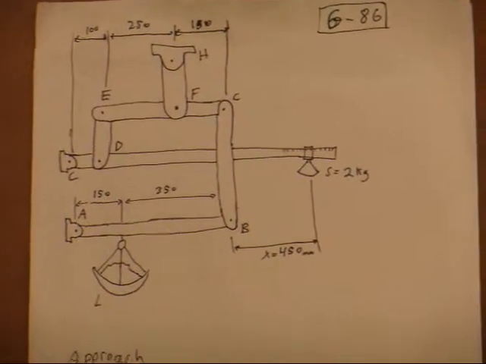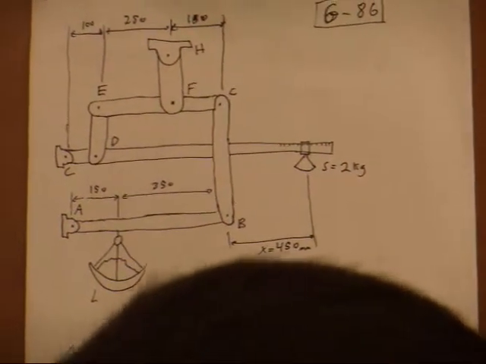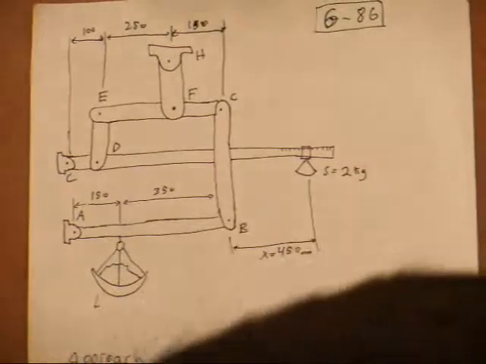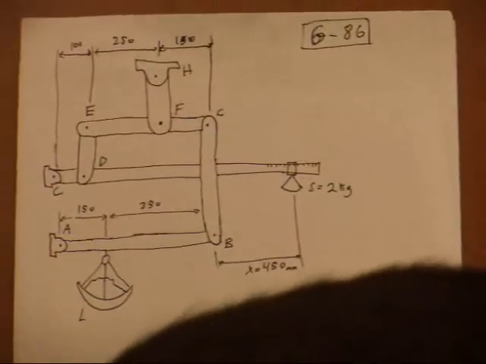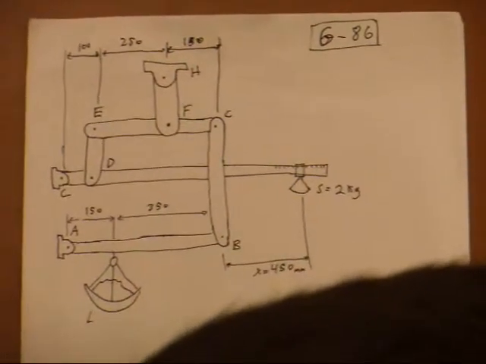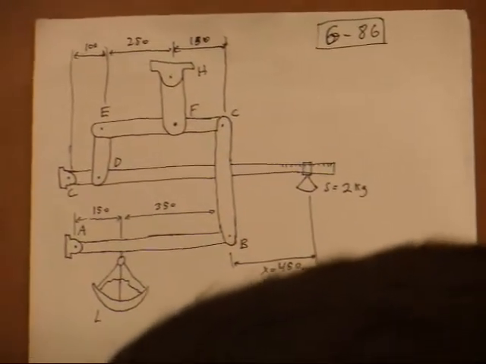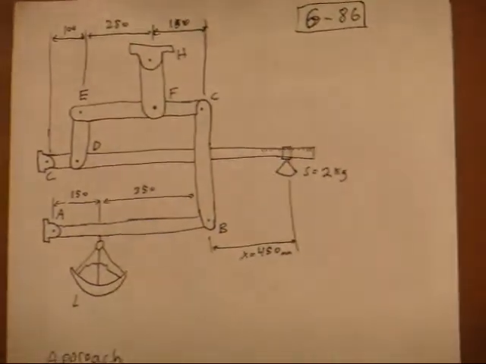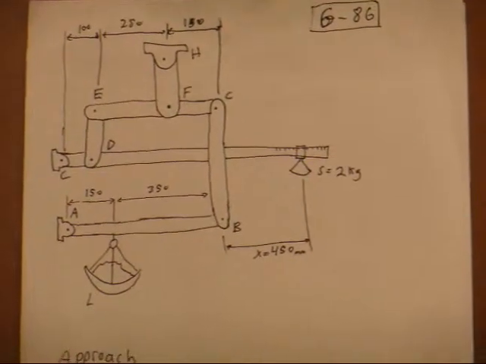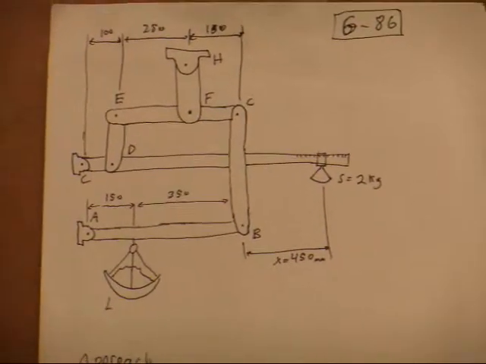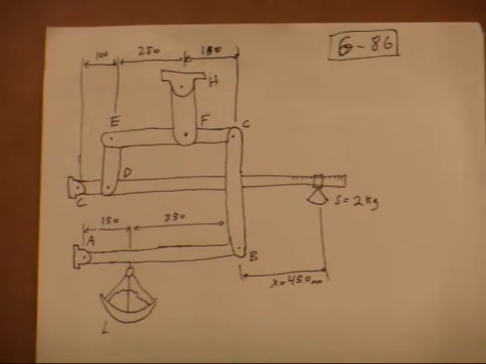Alright, the problem we're going to do today is number 686. It's a machines problem. The problem statement is: the platform scale consists of a combination of third and first class levers so that the load on one lever becomes the effort that moves the next lever. Through this arrangement, a small weight can balance a massive object.